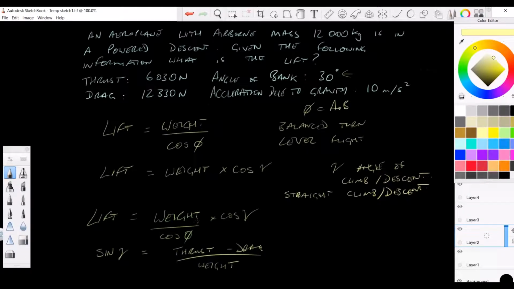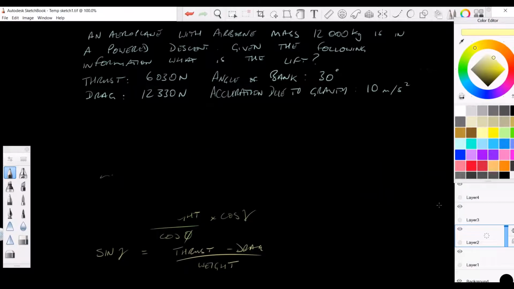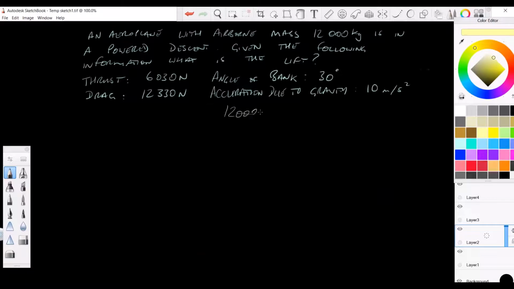So we're going to be using these three equations. So actually, the first thing to do is we want to really find gamma, don't we? So let's just remove all this. And the only other thing I need to do is to say, well, if I want to find gamma, I'm going to need the weight. Weight is mass times acceleration due to gravity. So what we've got here is 12,000 multiplied by 10, which is obviously 120,000 newtons, the weight of the aircraft. So sine gamma is thrust minus drag divided by weight, and we've been given thrust and drag, and so that makes it easy.